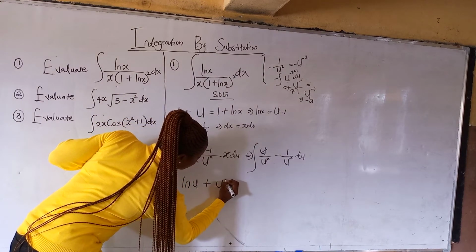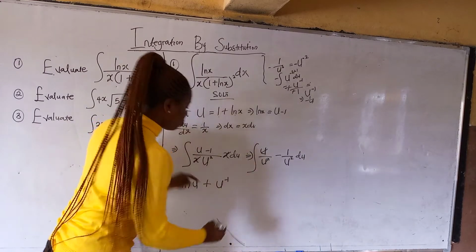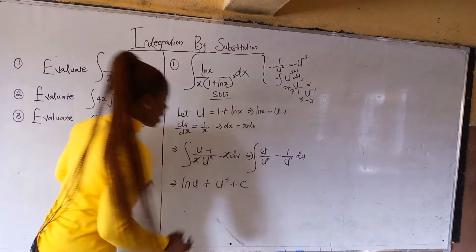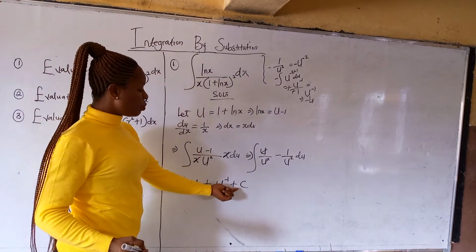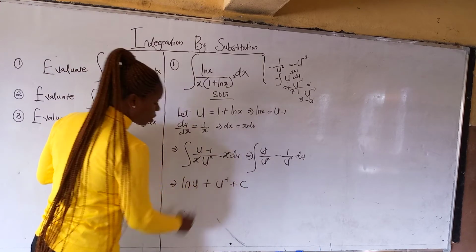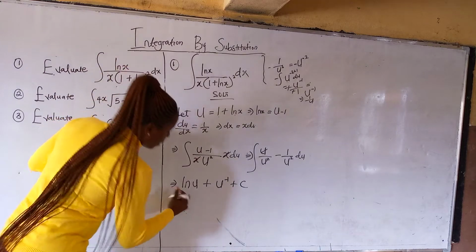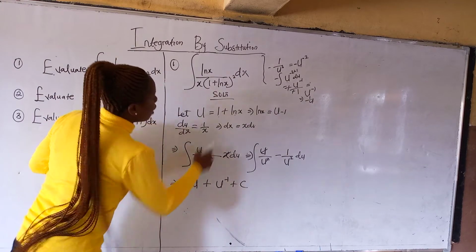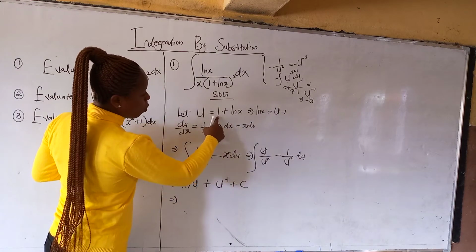U raised to power what? Minus 1. Plus what? C. When you are integrating a function, remember to always put what? C. So now, remember this can also be written as 1 all over u. Remember what our u is. Our u is 1 plus ln x.